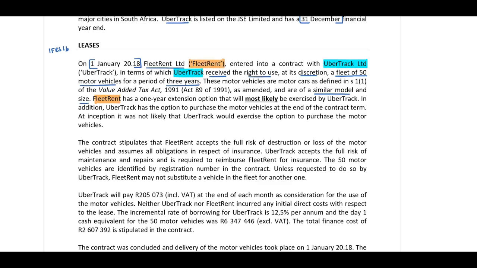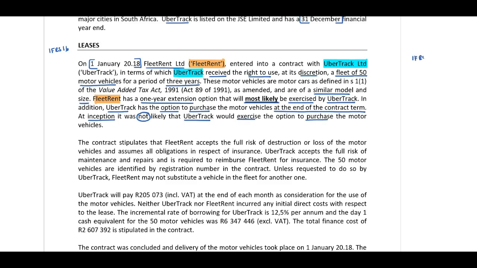Now guys, you know I do prefer to make use of different colors in terms of my different entities. Fleet Rent has a 1-year extension option that will most likely be exercised by UberTrack. In addition, UberTrack has the option to purchase the motor vehicles at the end of the contract term. At inception, it was not likely that UberTrack would exercise the option to purchase the motor vehicles. Now, let's just take this one step back.